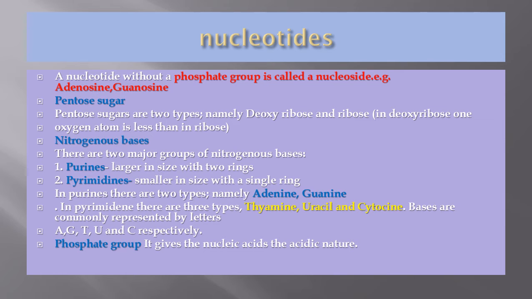You don't find uracil in the DNA; you find uracil in the RNA, and you don't find thymine in the RNA. Okay, you find thymine in DNA and uracil in RNA. The phosphate group gives the nucleic acid its acidic nature.